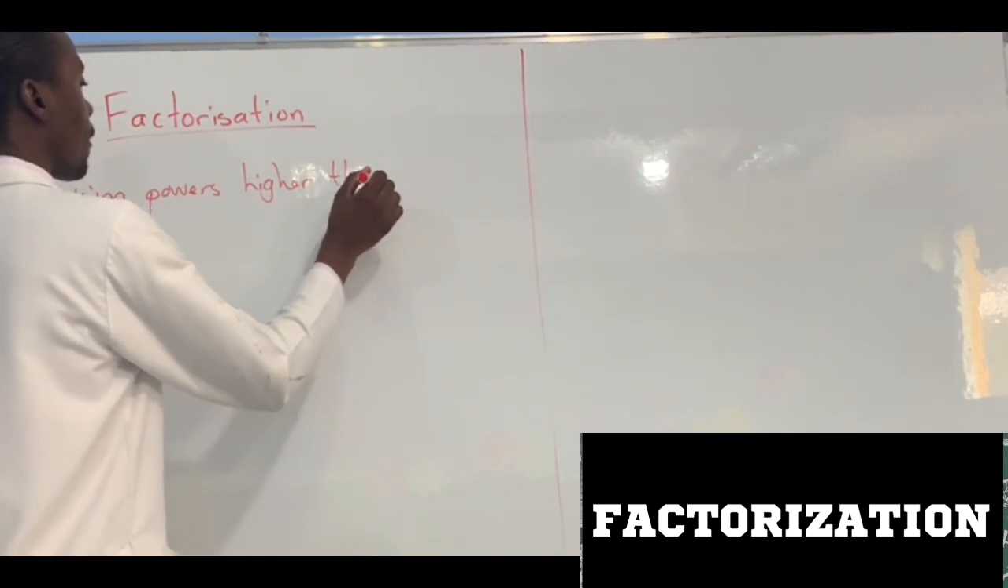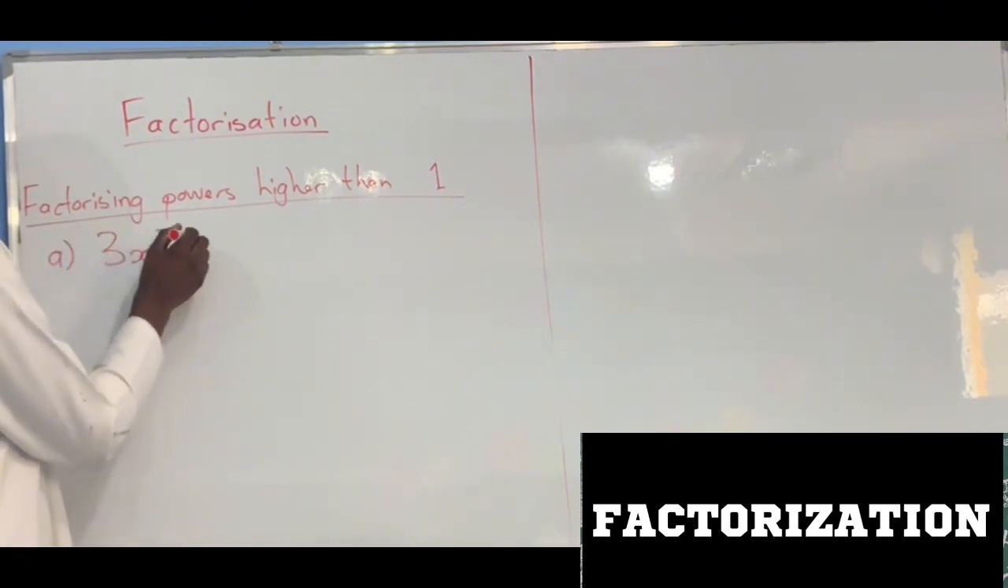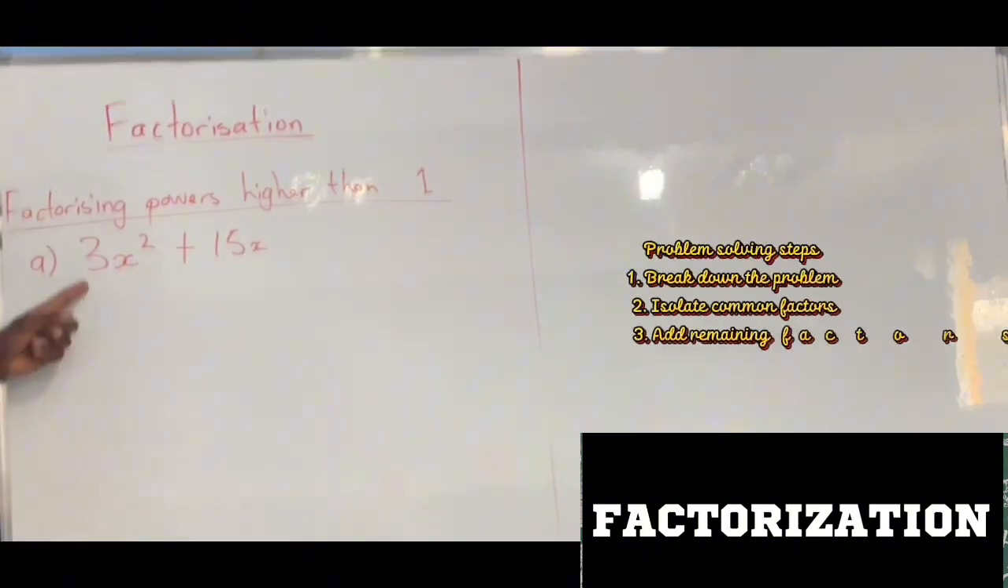So that will be our factorized form. Alright, let's continue to look at the examples. So now we want to look at how we can factorize powers higher than 1. We were only looking at the powers of x, or of the unknown, only being 1. Now we want to look at how we can factorize if there are powers of x higher than 1.